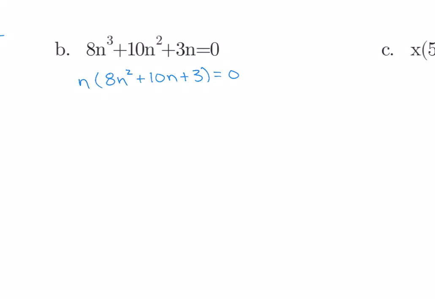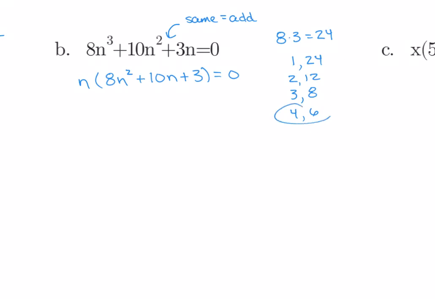All right, so if we multiply our first and our last, we get 8 times 3 is 24. Things that multiply to 24, we get 1 and 24, 2 and 12, 3 and 8, 4 and 6. In order to multiply to a positive 3, we have same signs. And remember, when we combine things with same signs, we are looking for things that add. So which pair adds to 10? We want to go with the 4 and 6.